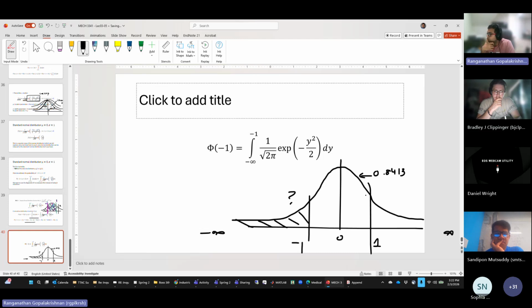It's not close to 0. It should be some finite value. Negative, right? Area cannot be negative. What you're saying is the domain is negative, but area is not negative. Yes. So my question is, what else do we know about this distribution?